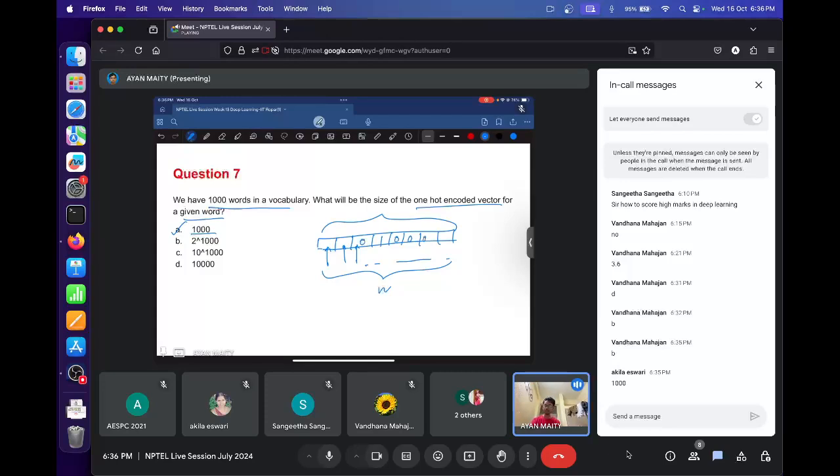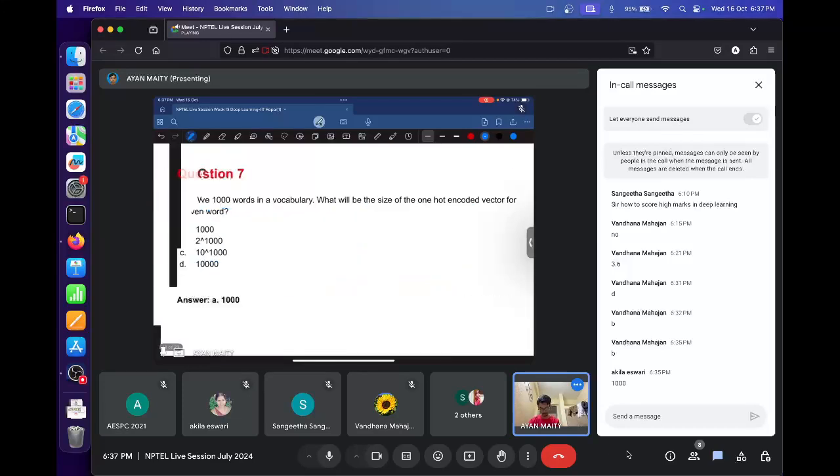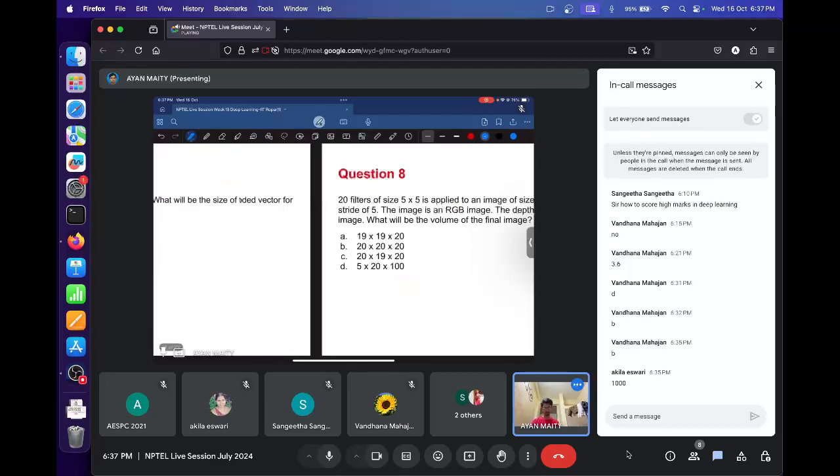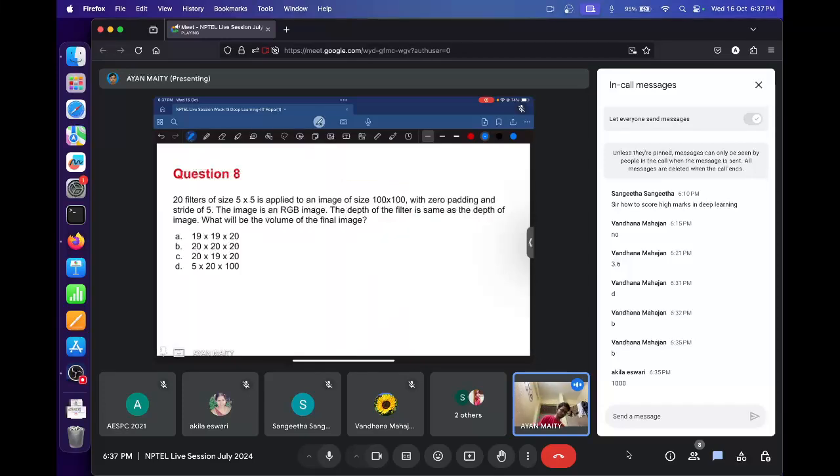So if there are 1000 words in the vocabulary, then the size or length of the one-hot encoded vector for each word using that vocabulary is 1000. So option A, 1000 is the correct answer. Now question 8.